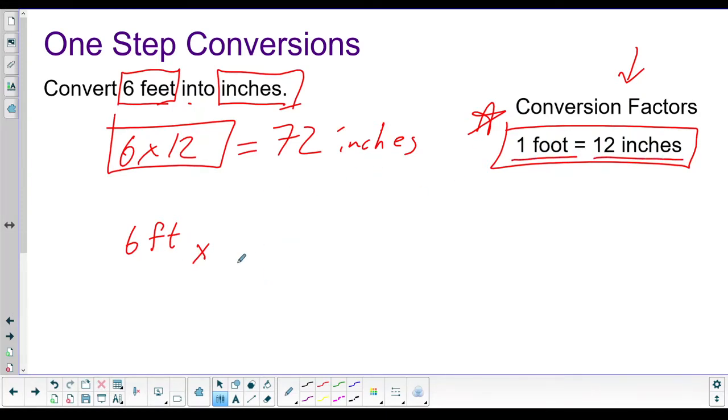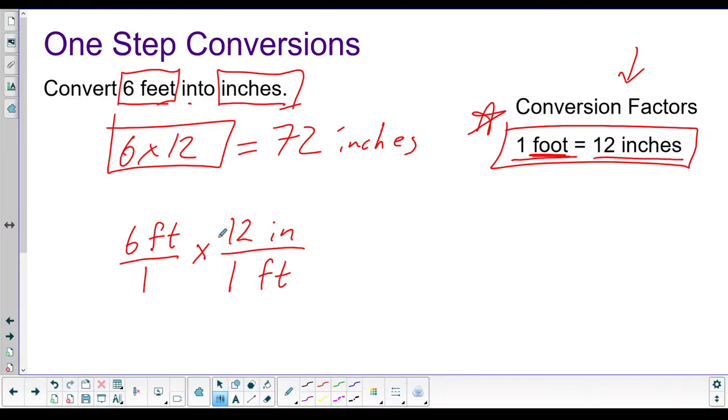When you set up your fraction, what you want is the unit you start with to get canceled with half of the fraction. So because we're starting with feet and feet is on the top of this fraction, the 1 foot part needs to go on the bottom so that this feet here cancels with this feet here. That means the 12 inches has to go on the top.